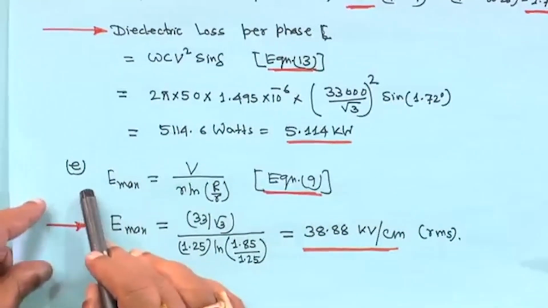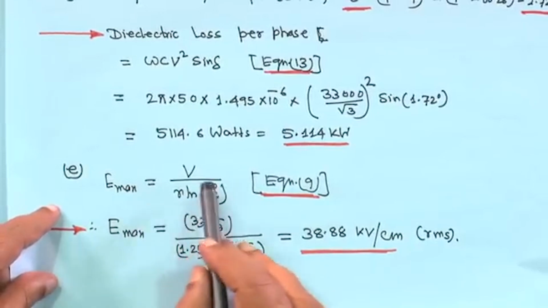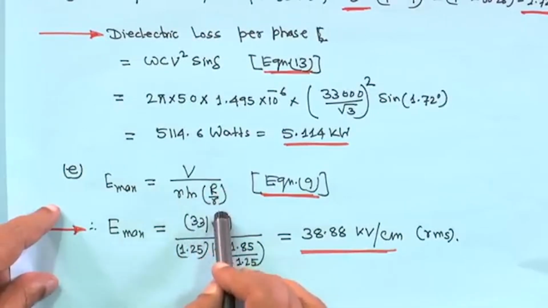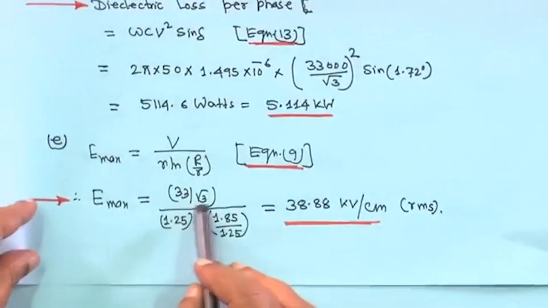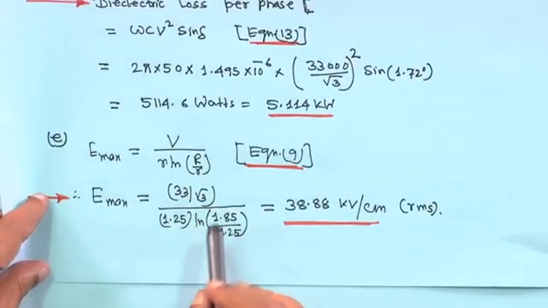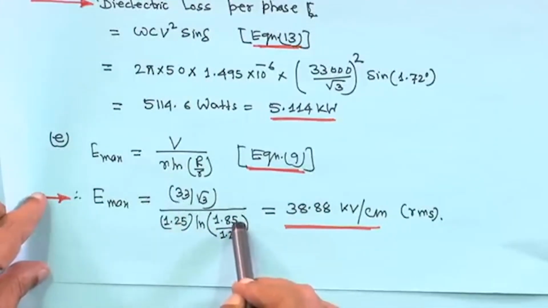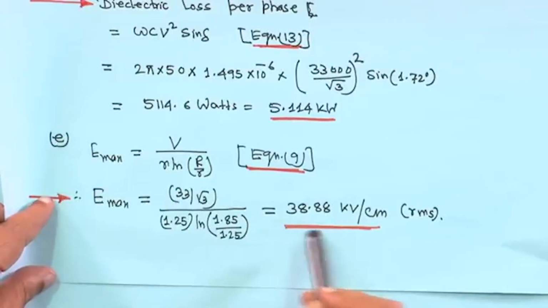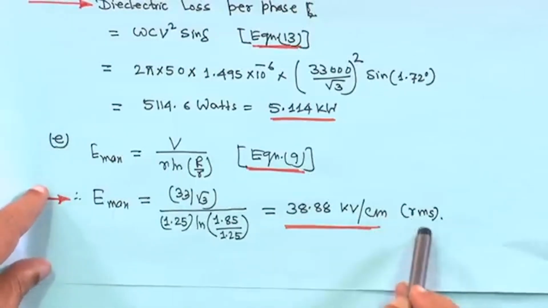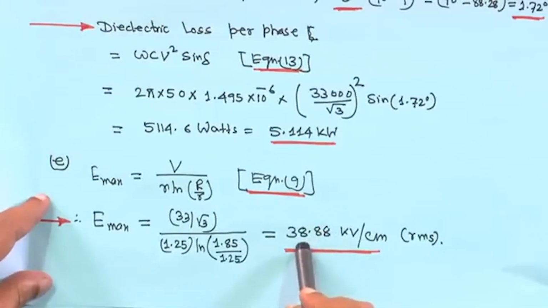Now, the last part E. It is given that E max is equal to V upon r ln capital R upon small r. This is equation 9. So, V is 33 upon root 3, the line to neutral voltage, divided by 1.25, that is small r, ln of 1.85, capital R is 1.85 as data given, divided by 1.25. It comes around 38.88 kV per centimeter. This is the RMS value. So, E max will be 38 kilovolt.